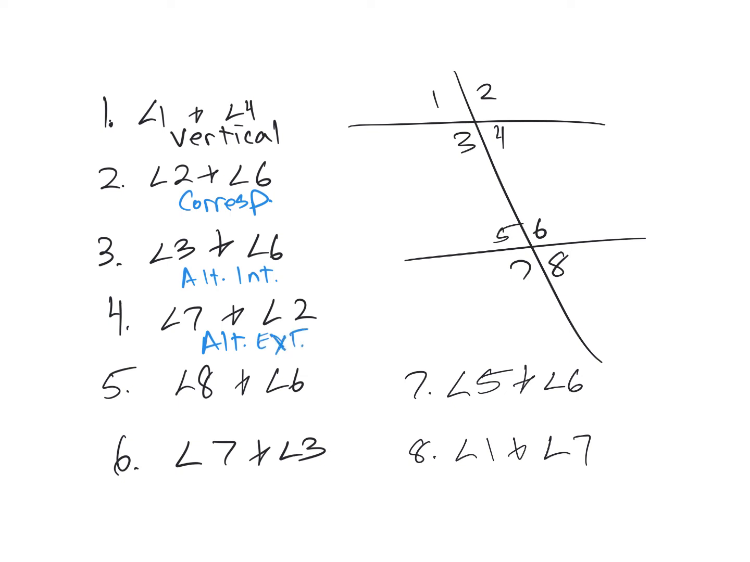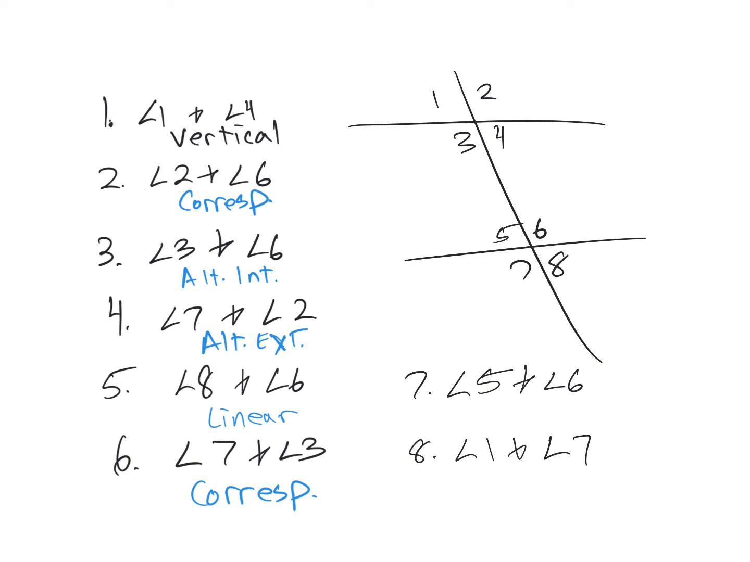And number 5, 8 and 6 are at the exact same intersection, so you're looking at either vertical or linear. So you have linear. Number 6 is 7 and 3. They're both on the same side, so again, it's either consecutive or corresponding. 7 is obtuse, 3 is obtuse, so that means corresponding. They're equal, they're in the same positions.